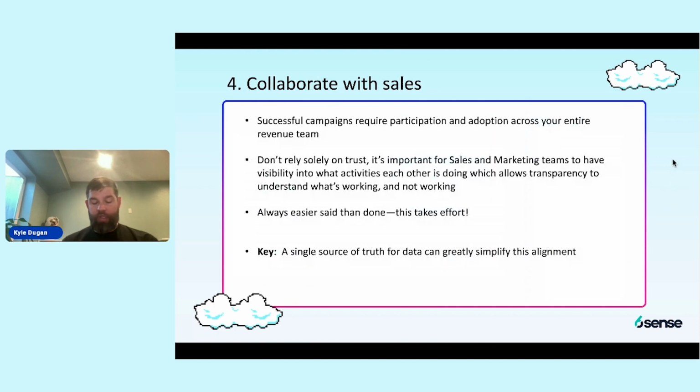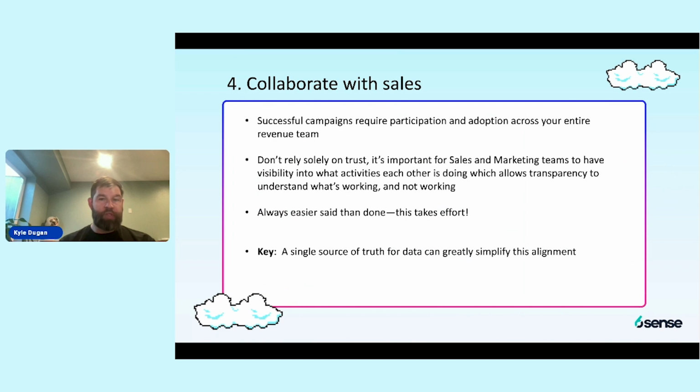All right. So this is going to be the big one. This is going to be the one I don't plan on spending the most time with, but I probably will end up speaking to this the most. Collaborate with sales. This is, first off, way easier said than done. And this is just good old fashioned teamwork. Really, that's all it is.